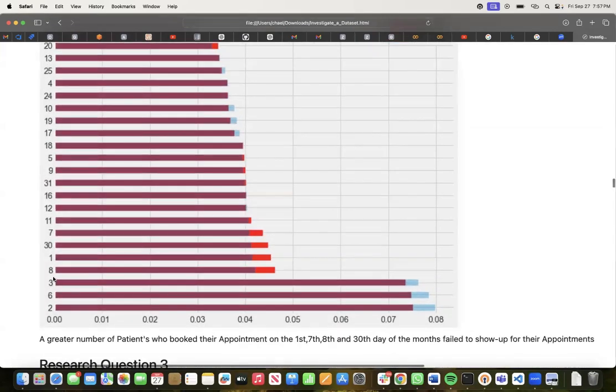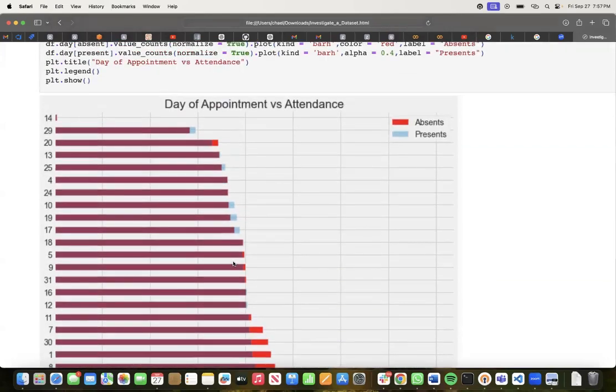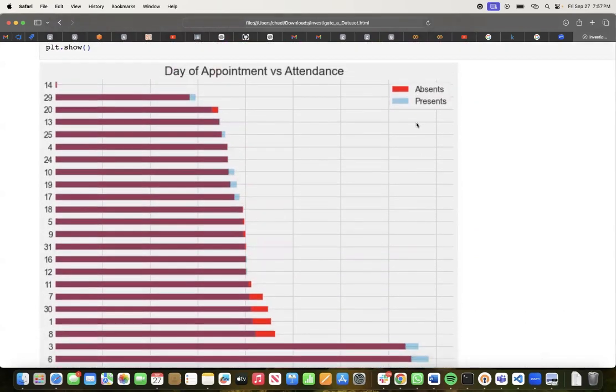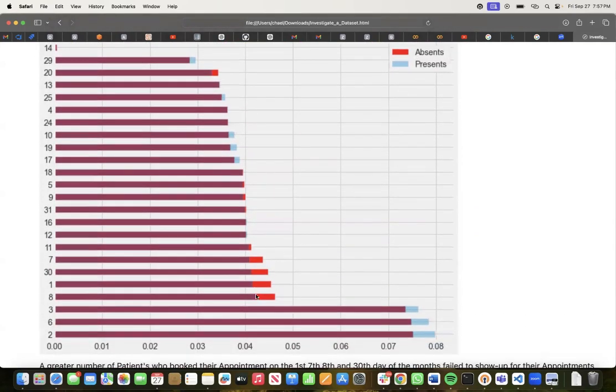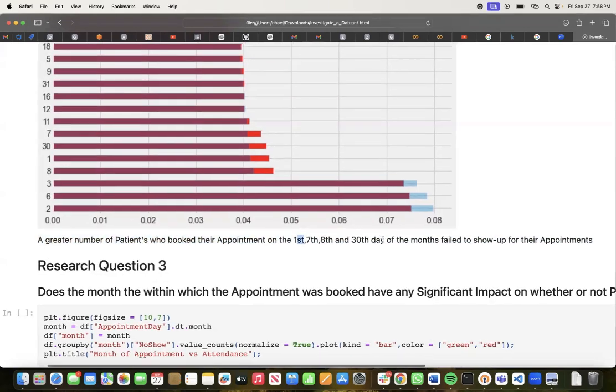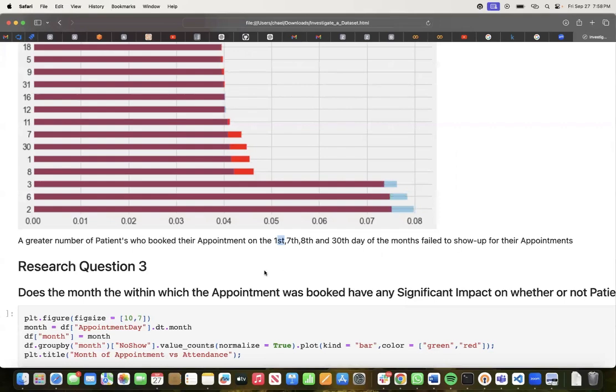But what is important is that we have lots of people showing up compared to a lot of people that are absent. Now pay attention to what we have on the 8th, 1st, 30th, and then 7th, or even this one. Absent. So on the 30th, on the 8th, for instance, we have lots of people missing appointments and significantly few people actually attending the appointment. So red is actually higher than what's in here. You get it? So people are missing appointments on the 8th, 1st, 30th, and 7th.